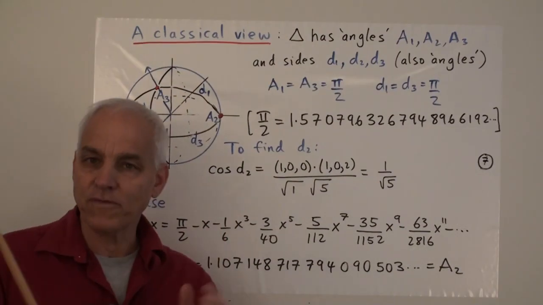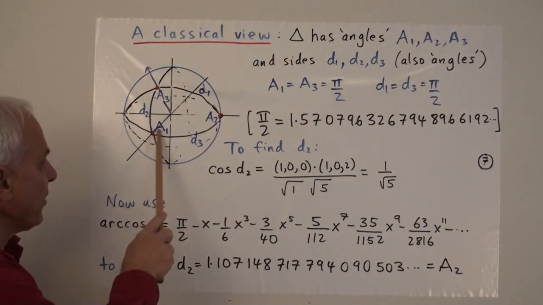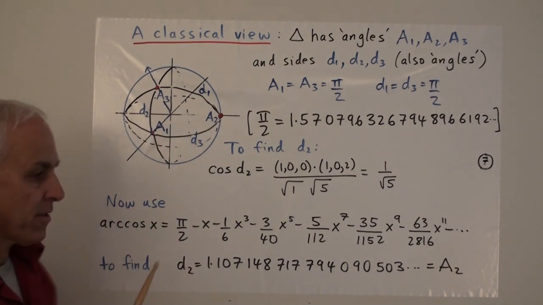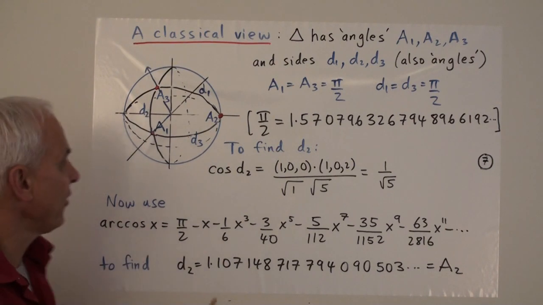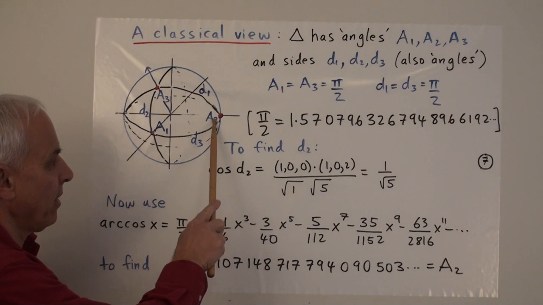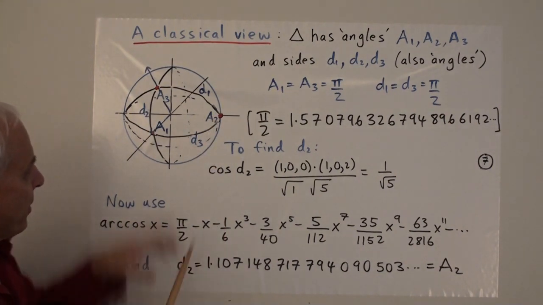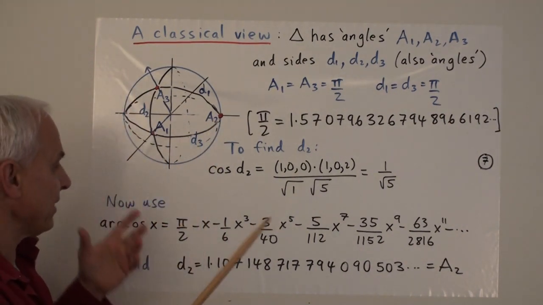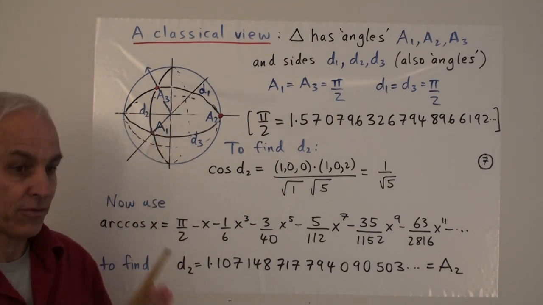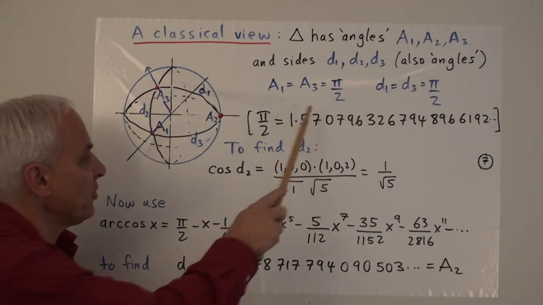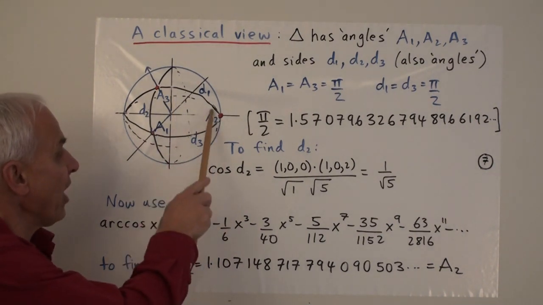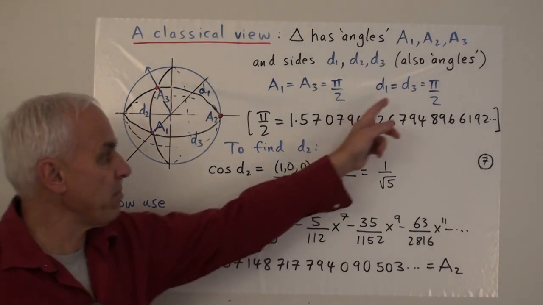The classical view of a spherical triangle concentrates on the three angles, which we might call capital A1, capital A2, capital A3, and the three lengths of the sides, which say are correspondingly D1, D2, and D3. Okay, so in this same situation, if we use exactly the same points as before, then A1 and A3 are right angles, so the angles themselves in the traditional sense are pi over 2. And the lengths of the sides, say D1 and D3, are also going to be pi by 2.